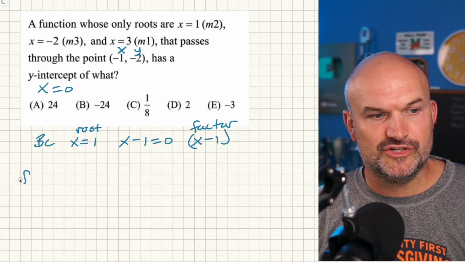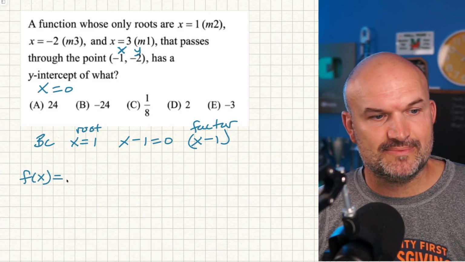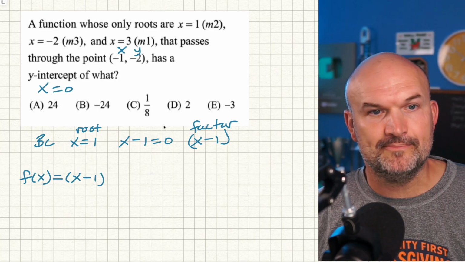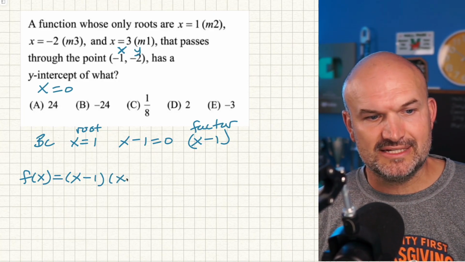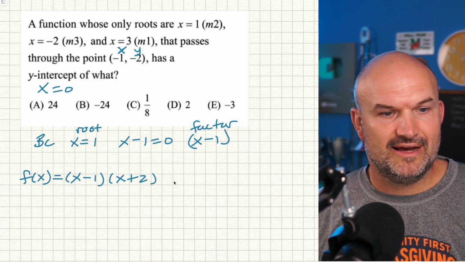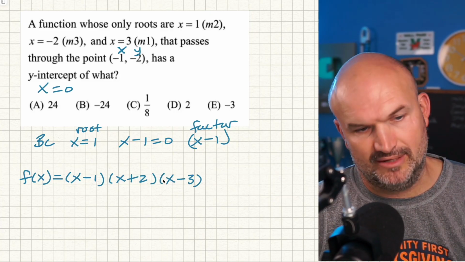So let's go and name our function Frank, or f of x. All right, so I got one root, which is one factor, x minus 1. I have another one, x minus negative 2, so therefore that's going to be an x plus 2. And then I have this x minus 3, right? Just using the opposite.